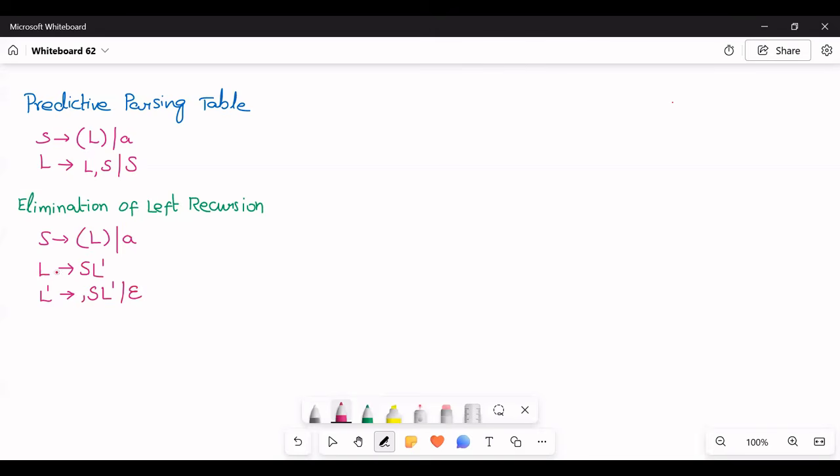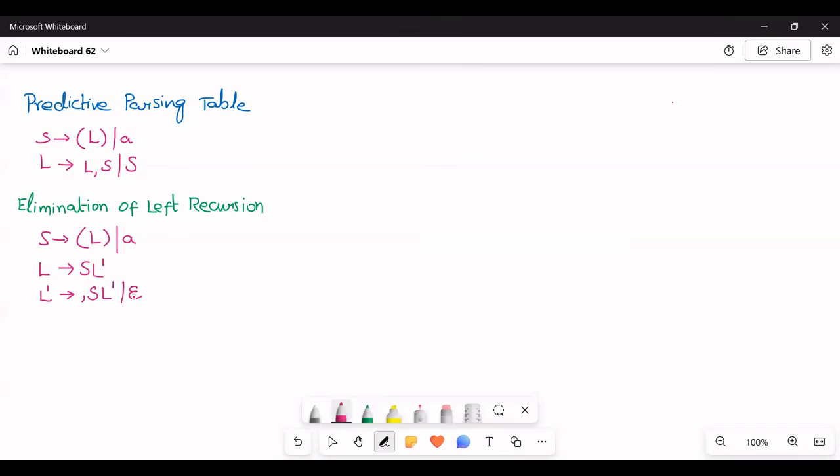So first we have to write L tends to the non-left recursive production S, and introduce a new non-terminal symbol L dash. Suppose if we have T here, then we need to write T dash, B means B dash, likewise we need to introduce. Otherwise we can write another non-terminal also, like X, Y, Z, anything. Then we have to write the same non-terminal L dash tends to, from the left recursive production, write all symbols except the first symbol. So here comma, S, then rewrite this L dash, then vertical bar, epsilon.